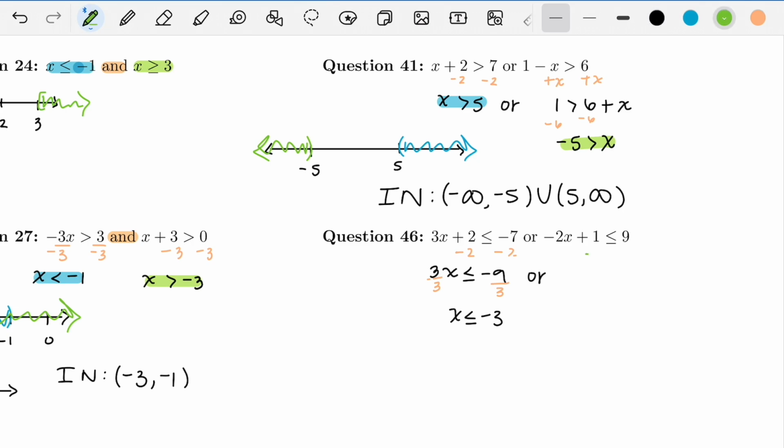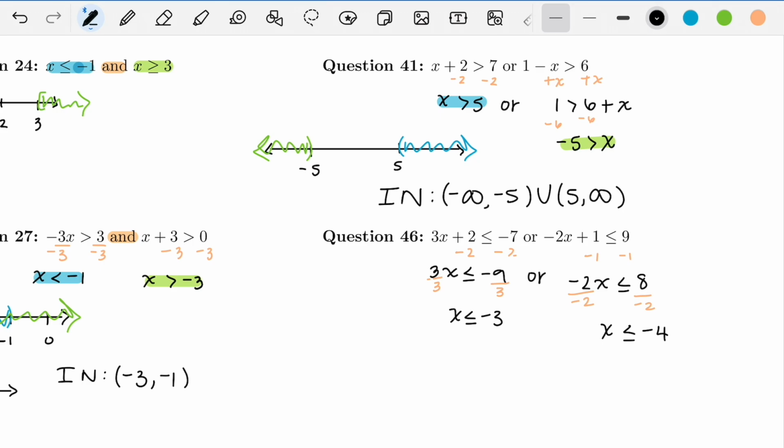We're dealing with our "or" statement again. So to get x by itself, I'll subtract 1 first. Let's stick with the same colors. I'll get -2x on the left-hand side is going to be less than or equal to 8. And then to get x completely alone, we're going to divide both sides by -2. So x is going to be less than or equal to -4 here.